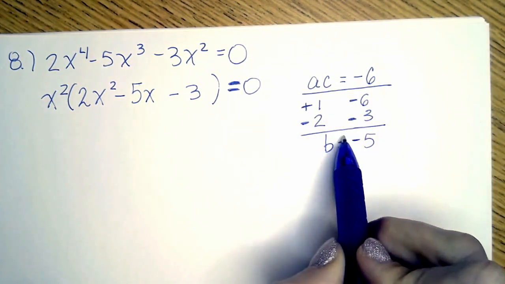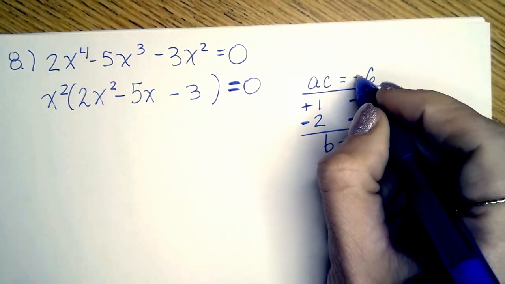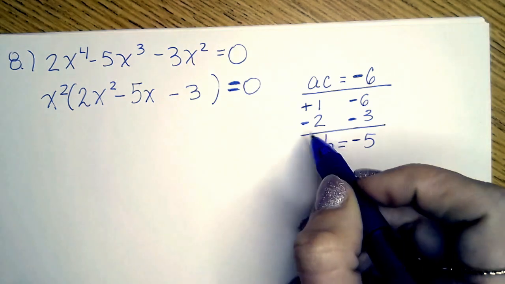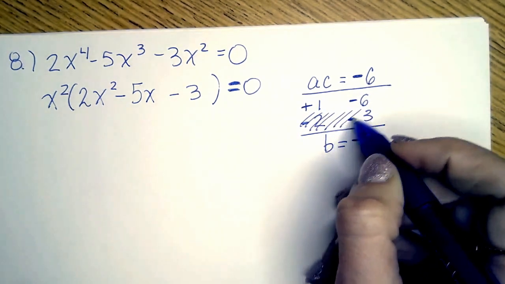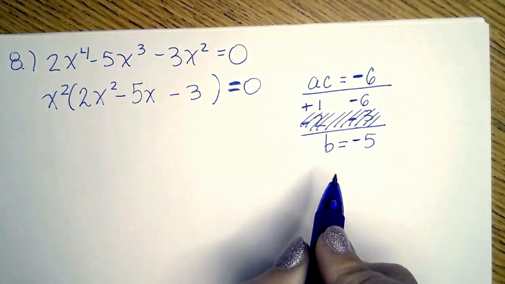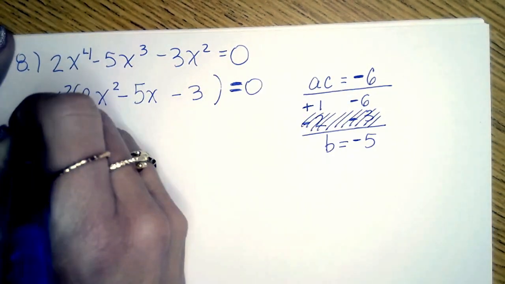Now, here's how you decide. They have to multiply to be negative 6. Which one multiplies to give you negative 6? Right, because this one gives you positive 6 because it's a negative times a negative. So watch out. There's those sneaky curveballs sometimes. So those are my 2 numbers, x squared.